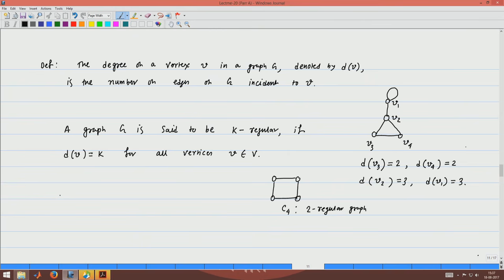Okay. And one observation, that a complete graph on n vertices is n minus 1 regular. This is because in a complete graph with n vertices, every vertex is adjacent to all the remaining n minus 1 vertices. So, every vertex has degree n minus 1. So, a complete graph with n vertices is n minus 1 regular.